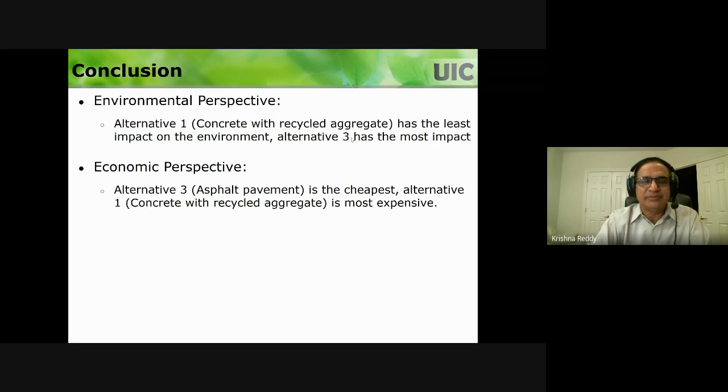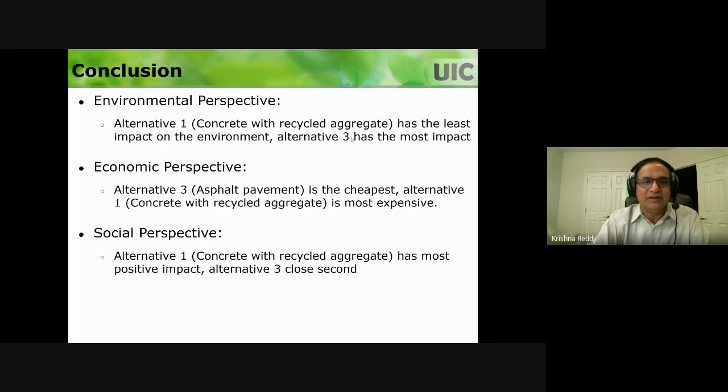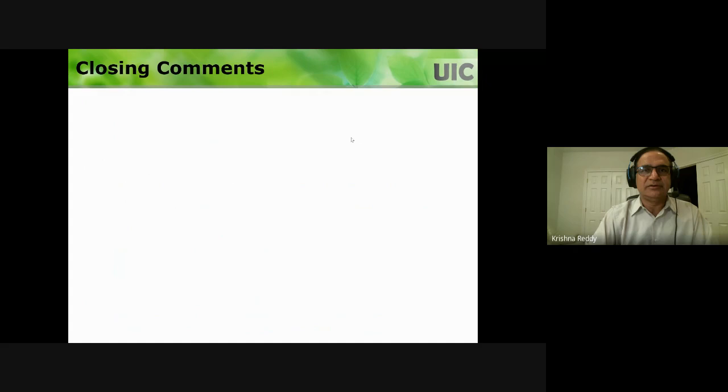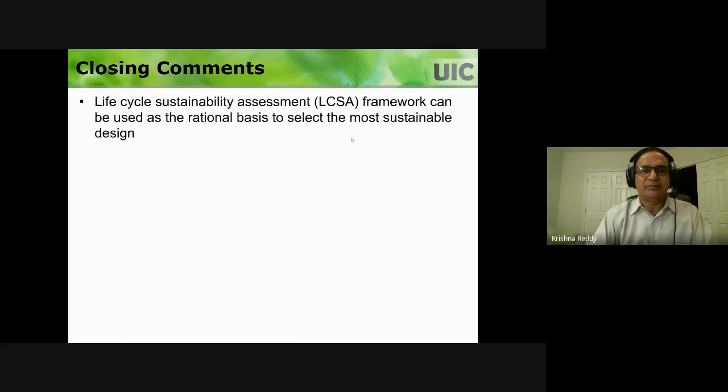From the economic perspective, alternative 3 is the best from a direct cost point of view, and from the social point of view, alternative 1 is better. So looking at the integrated approach, alternative 1 has the highest sustainability index. So I hope I demonstrated how you can do a sustainability assessment for a project. Although I applied it to this roadway project, it can be applied to any project that you're working on that has alternatives to look at. So this is a very general sustainability framework that you can apply anywhere.